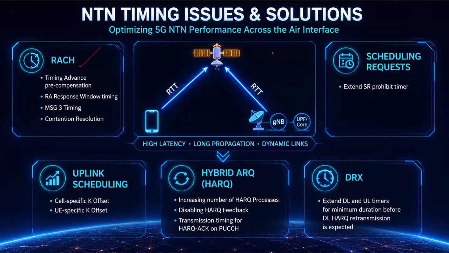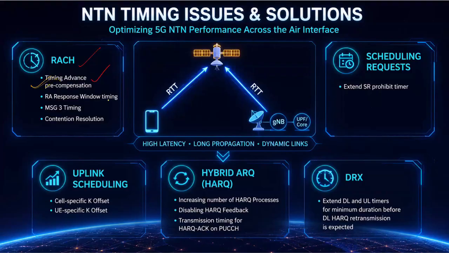So in terrestrial networks, timing is relatively predictable. But in NTN, we need timing advance pre-compensation. So here the idea is that the UE establishes the satellite propagation delay before transmitting. It will help the signal arrive at the gNode B at the correct time.